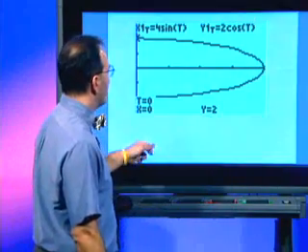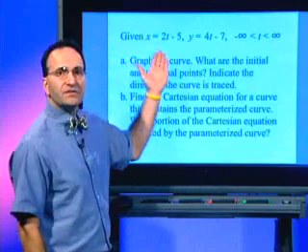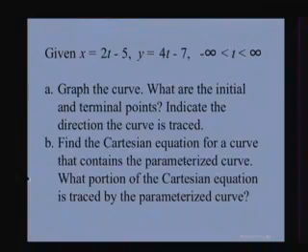Let's take, for example, that x is equal to 2t minus 5 and y is equal to 4t minus 7 on the interval from negative infinity to infinity. Graph the curve. What are the initial and terminal points? Indicate the direction in which the curve is traced. And finally, find the Cartesian equation for the curve that contains the parametrized curve and what portion of the Cartesian equation is traced by it.